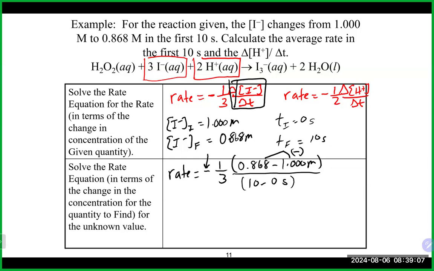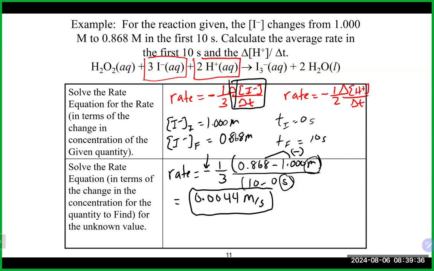And that will give us a rate of 0.0044. The units here actually don't cancel, so that's molarity over seconds, which is a rate unit that we typically see. So on average, this reaction is changing basically 0.0044 molarity per second. Any questions on that there?